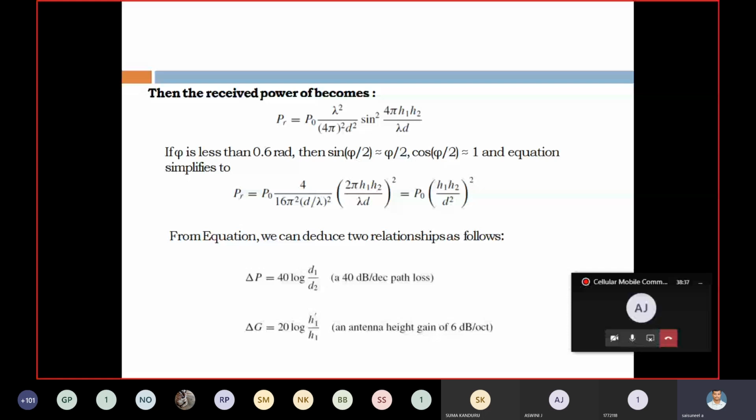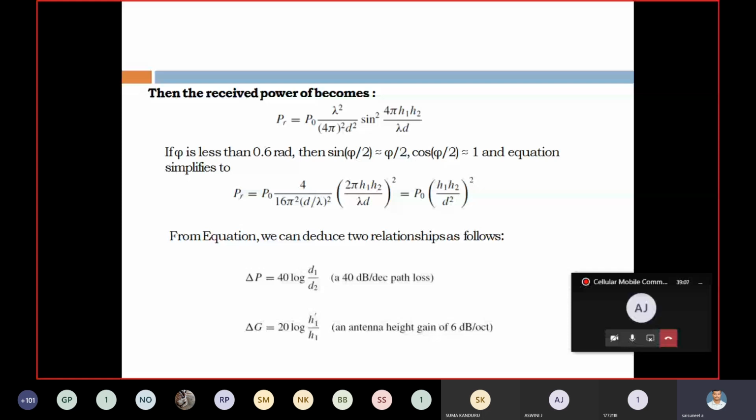Suppose delta phi is less than 0.6 radians. At that time, we simplify sine of phi by 2 equal to phi by 2, and cos of phi by 2 equal to 1. Since we have the above equation in terms of sine, P_R is equal to P naught into (lambda by 4 pi d) square times (2 pi h1 h2 by lambda d) whole square. After simplification, this is the final received power.